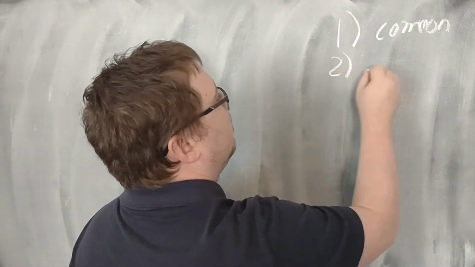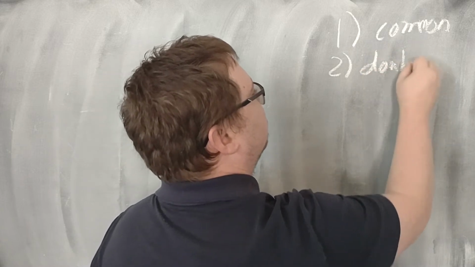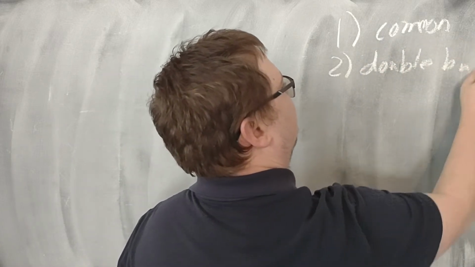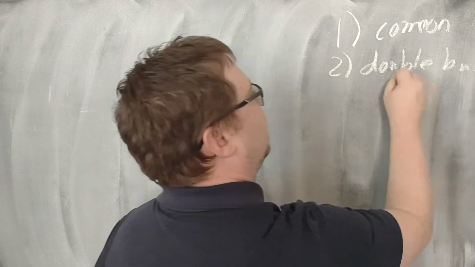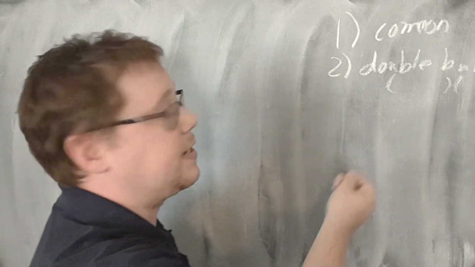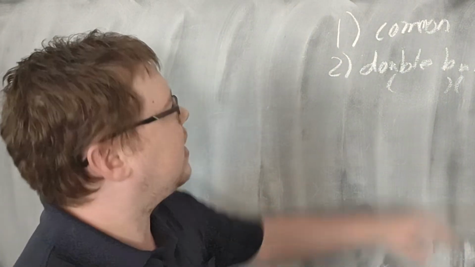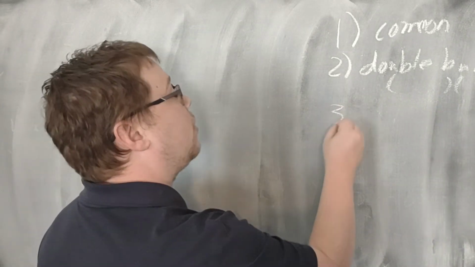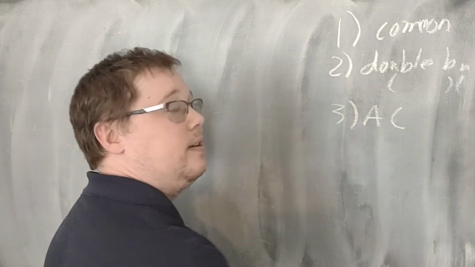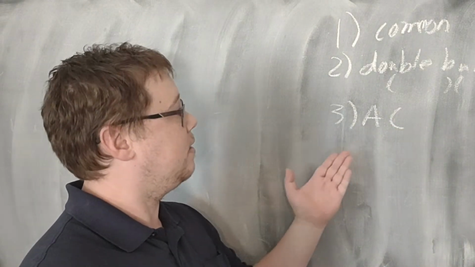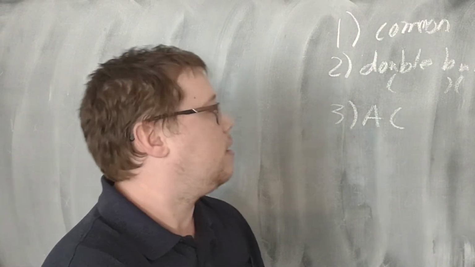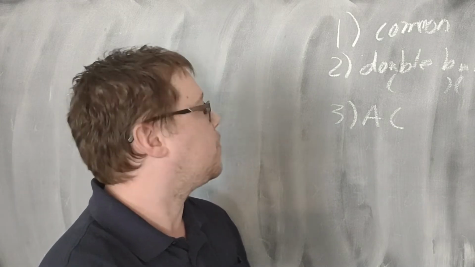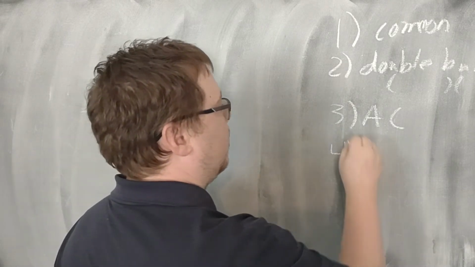The second one is what I call the double bubble. That's where you just put your x's in there and do your thing. That's the most common type of factoring. The third one is the AC method. That's where we take A and multiply by C and we do our thing there. The fourth one is grouping.